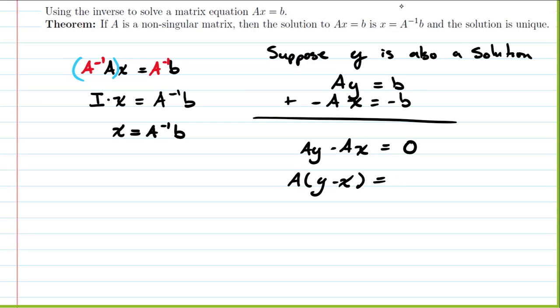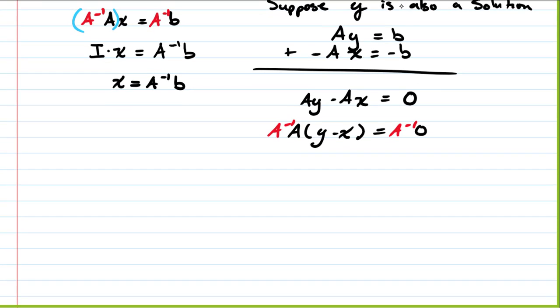If I multiply both sides of this equation then by A inverse, the A and the A inverse reduce out, and I get Y minus X equals A inverse times the 0 matrix, which behaves like 0, so it is going to be 0. So then I just have Y minus X equals 0. I add X, and what does that tell me? Oh, Y and X really had to be the same thing.